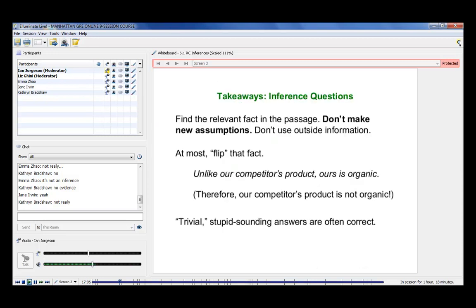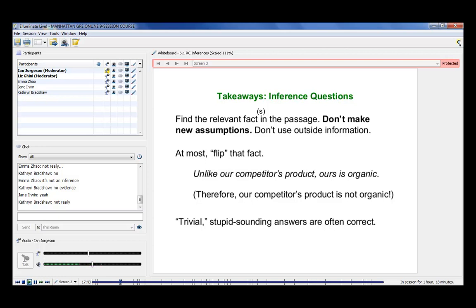So that's our first takeaway here, right? We don't want to make new assumptions. We don't want to bring in our own knowledge or outside information or personal biases. We want to find the relevant fact in the passage. And I'm going to change this up slightly because occasionally you'll get one where it's not a relevant fact, it's relevant facts. So occasionally it might be two facts, but find the relevant fact or facts in the passage. Take that fact or facts and see what has to be true. Don't go anywhere beyond what must be true.